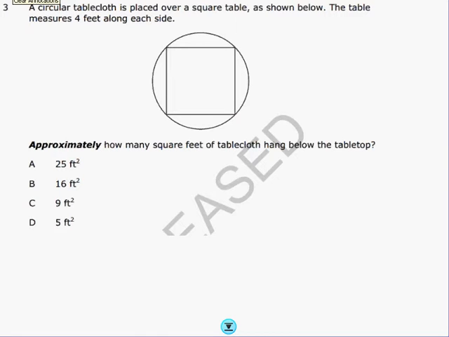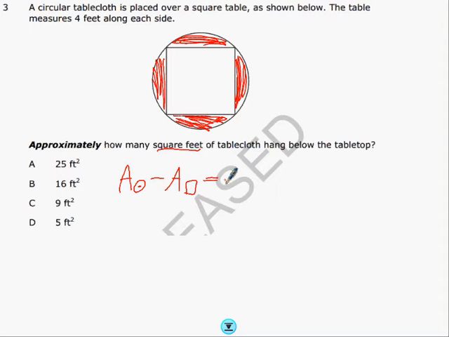We've got a tablecloth placed over a table. How many square feet, this is area, hang below the tabletop? Okay, well, this is off the tabletop, so it's this, and this, and this. So this is a very strange shape. I don't have a formula for it, but I am going to take the area of the circle, the whole tablecloth, and I'm going to subtract the area of the table. The area of the circle is pi r squared. Ooh, I don't know the radius yet. And then I'm going to subtract. They said that each side of the table is 4, so it's a square. 4 by 4 is 16.